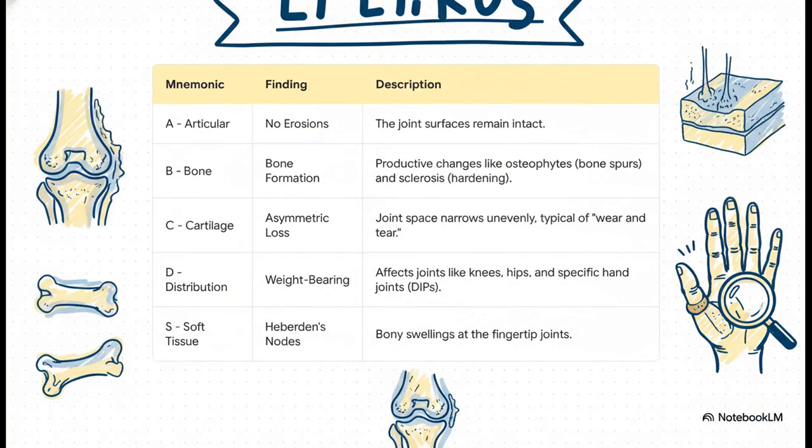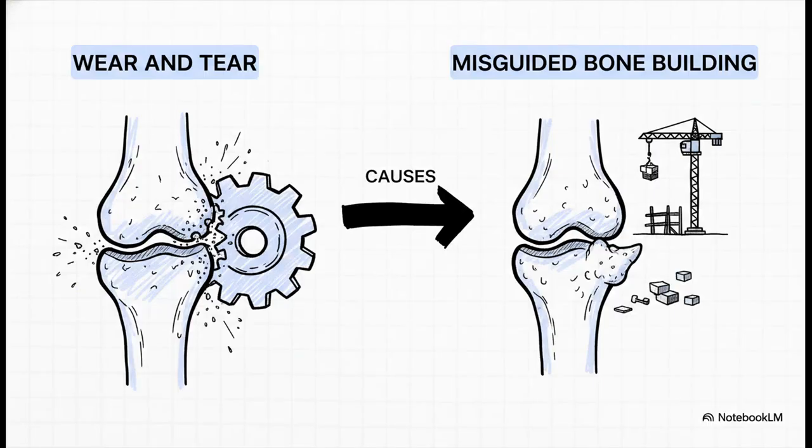For B, bone, we see the body is actually building new bone where it shouldn't be, creating those things called bone spurs. Then for C, cartilage, you see the space between the bones is closing up, but it's lopsided, it's asymmetric, which makes total sense for mechanical wear. And for S, soft tissue, you might see things like Heberden's nodes, those classic bony bumps on the fingers. See? It's all pointing in one very specific direction. So the verdict is in.